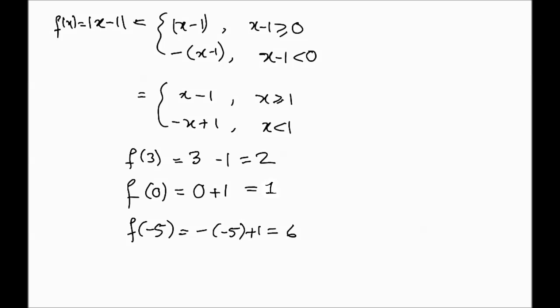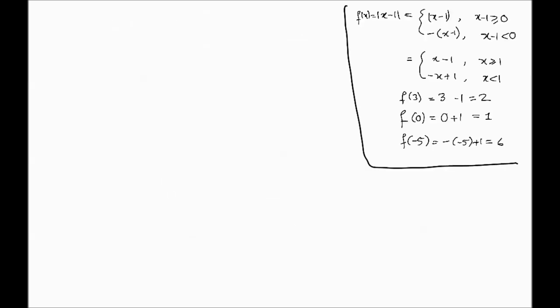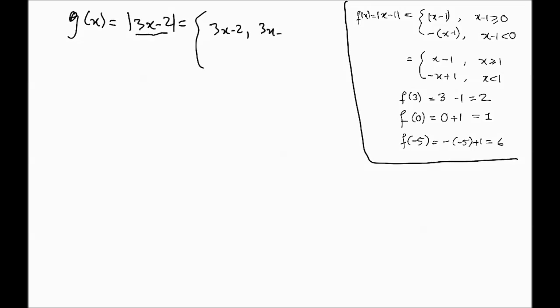Okay, one more quick example. For this last example, I'm going to leave this previous one here so you can connect the two just in case. Here's the next one I want to look at. Say some function g of x is equal to the absolute value of 3x minus 2. By definition, again, we will take this piece here. This is the key piece, 3x minus 2. So remember, it's the positive 3x minus 2 when 3x minus 2 is greater than or equal to 0, and it's the negative of 3x minus 2 when 3x minus 2 is less than 0.